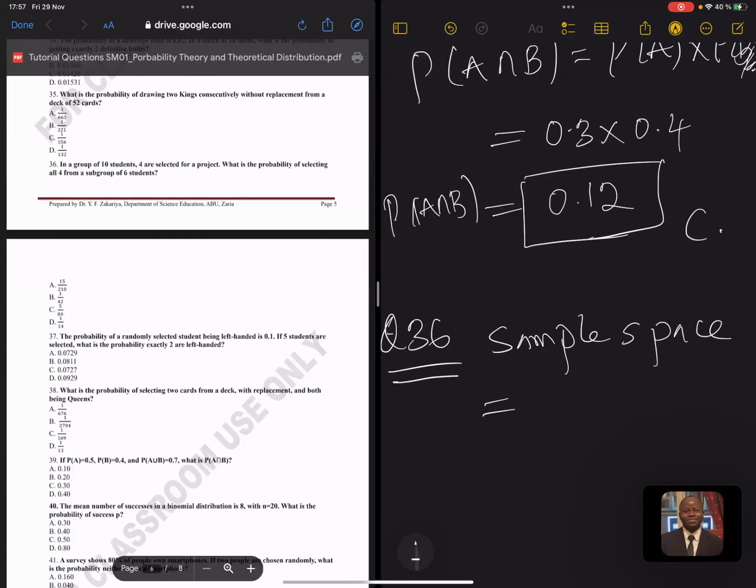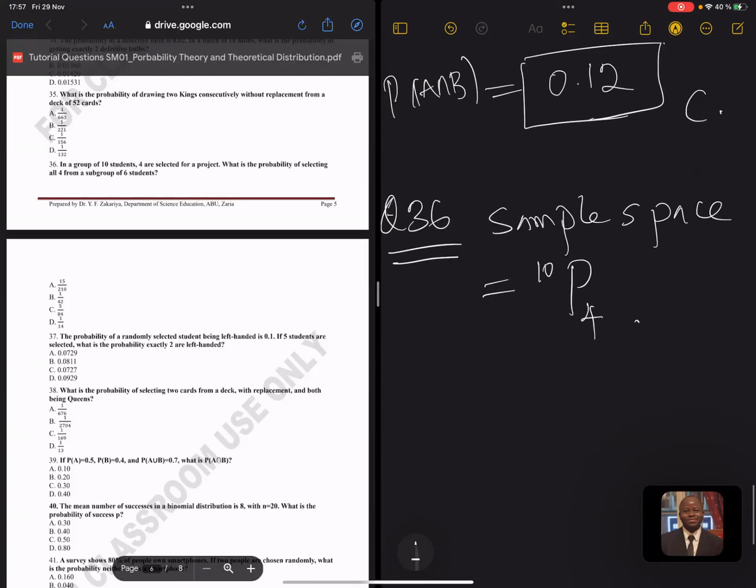Your sample space is coming from the first line. In a group of 10 students, 4 are selected for a project. That is your sample space. Out of 10, we are selecting 4 of them at random, which is what? 10 permutation. Be careful there. 10 permutation 4. That is your sample space.